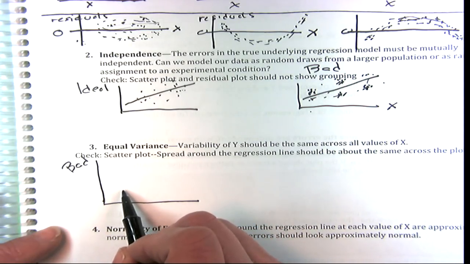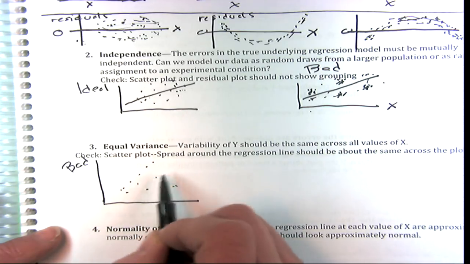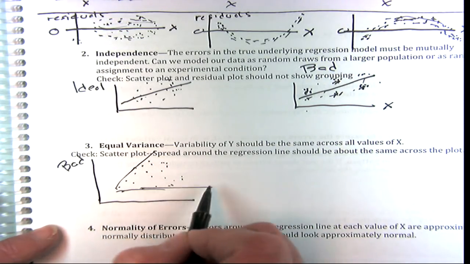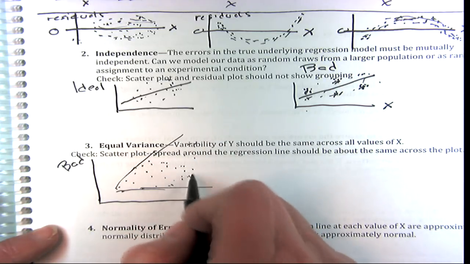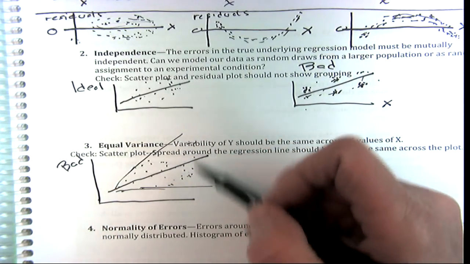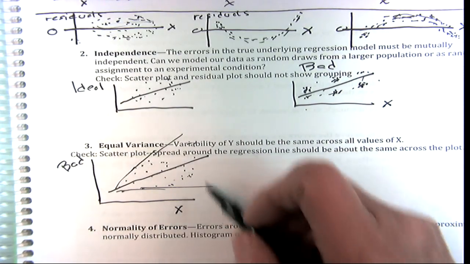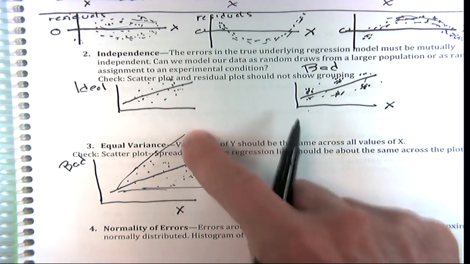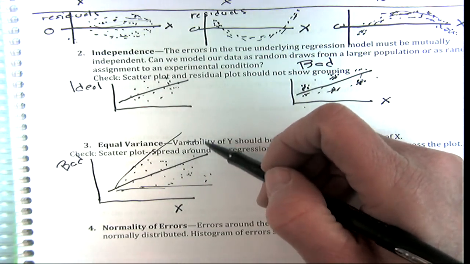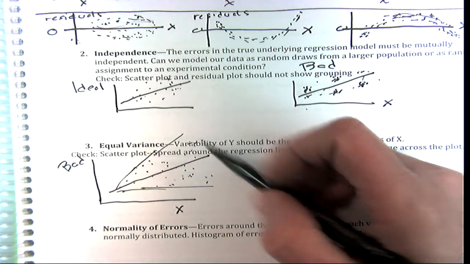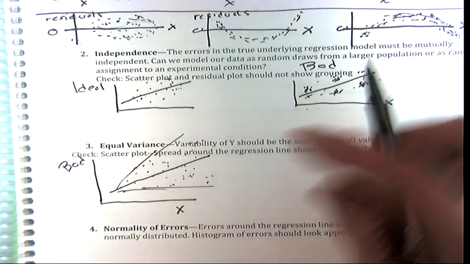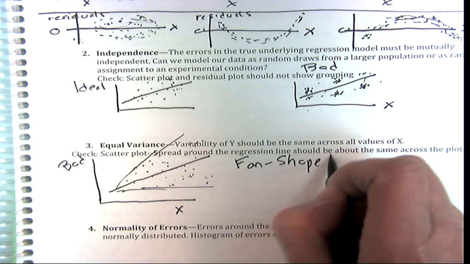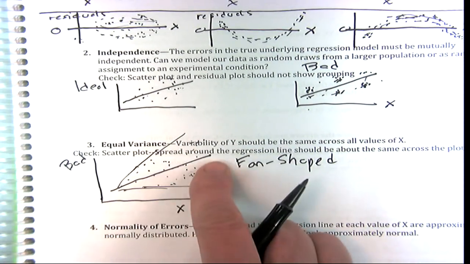You still have the linearity. You don't have groupings, but you don't have equal variability. It looks almost like a fan, right? I'll draw the outline. So why is that bad? You have this line here, but as x gets bigger, the errors get a lot bigger. So we have to do something to correct for that. Remember, we're using the same estimate for the standard deviation of the errors across all the x's, and this violates that. Okay, so this is the fan shape that comes up a lot, and you have to transform the variables or do something else. You just can't go ahead and fit a linear model to it.